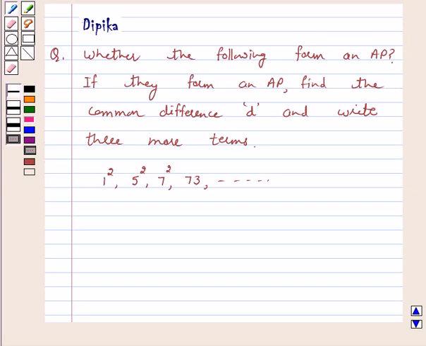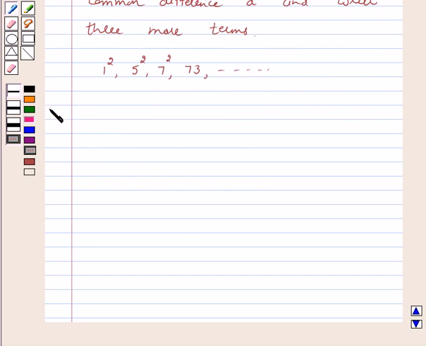I am Deepika here. Let's discuss the question: whether the following form an AP. If they form an AP, find the common difference d and write three more terms. 1 square, 5 square, 7 square, 73 and so on. Solution.